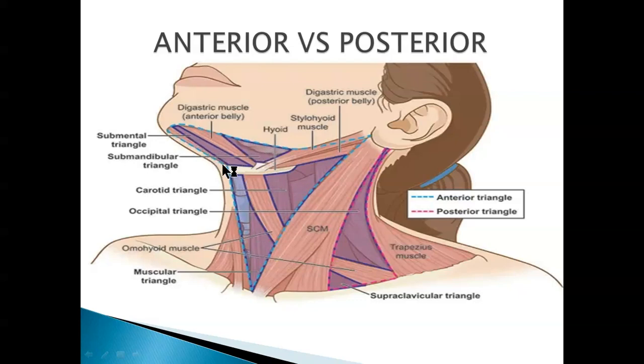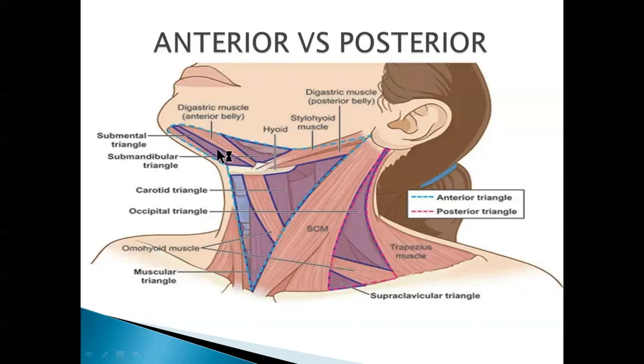One is your submental triangle. Now, the submental triangle is unique, it's a single triangle. The rest are on both sides, but this one is one single one. So that's why we can say the anterior triangle is divided into three and a half on each side. This is only one triangle. So 1, 2, 3, and this will be 1. Like this, overall the anterior triangle is divided into three and a half.